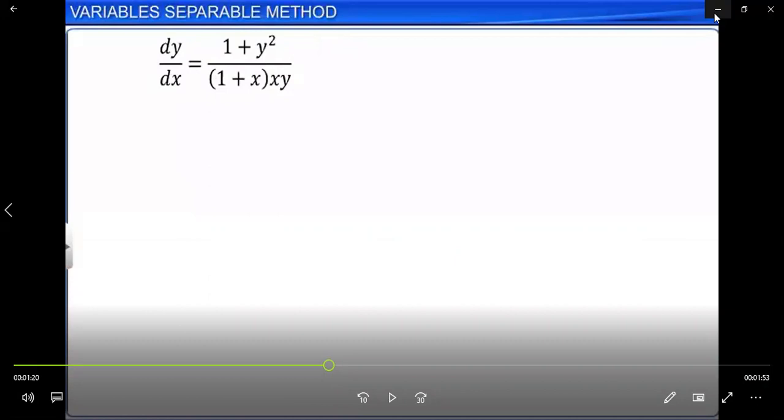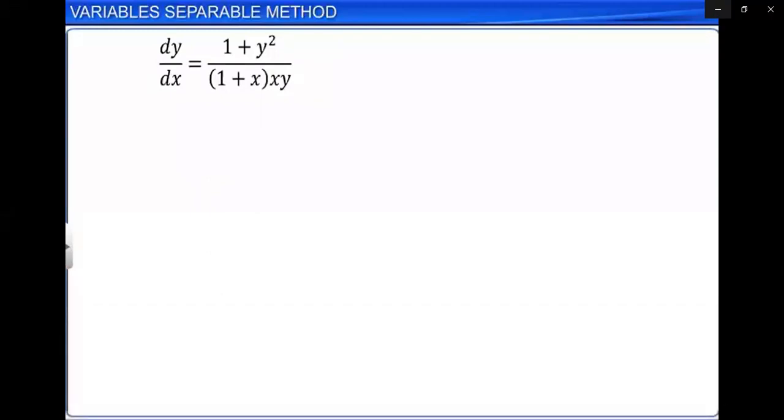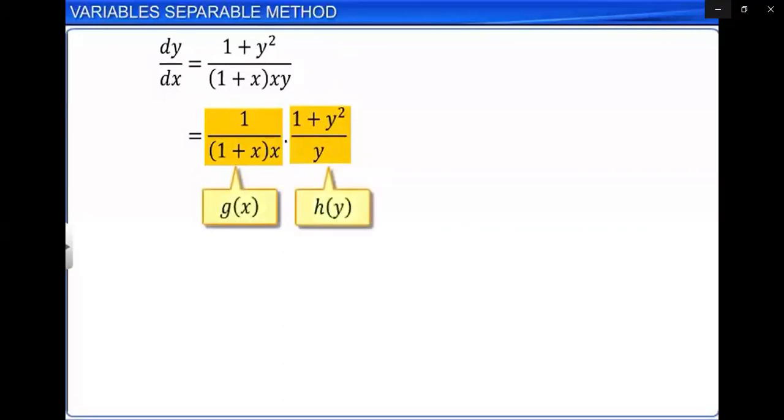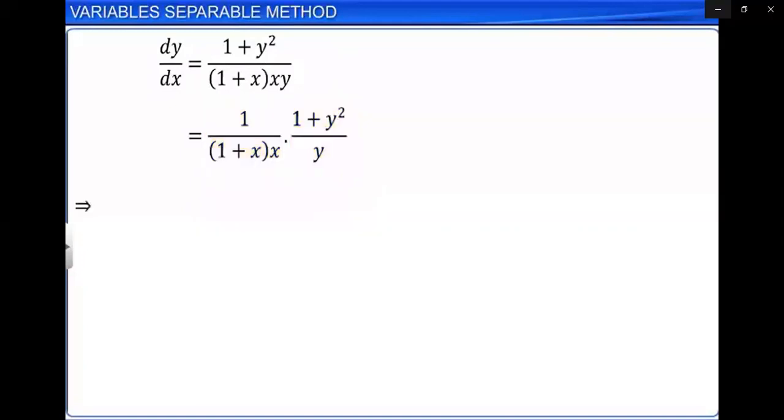The initial equation is dy upon dx is equals to (1 plus y square) upon (1 plus x) into xy. Now let's try to split the right hand side into two different functions. The first function we can write in terms of x and the other function in terms of y. The first function that we got is 1 upon (1 plus x) into x. And the second function, for example g of y, is (1 plus y square) upon y. So successfully, we split the function into two different functions of two separate variables, g of x and h of y. It is clear that now we can apply our variable separable method.